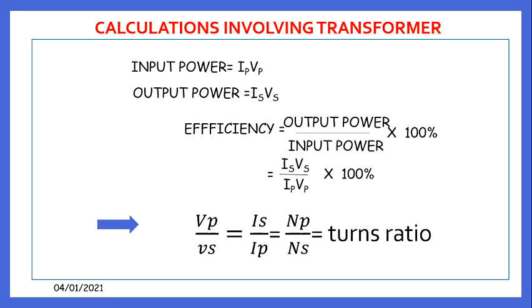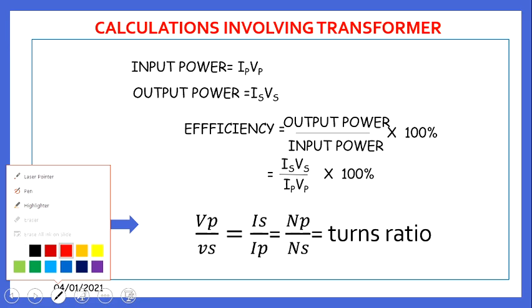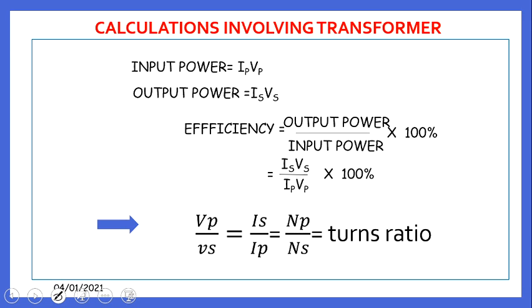is defined as the product of what? Current and voltage. That is what we refer to as what? Power. And we have two types of winding in a transformer.